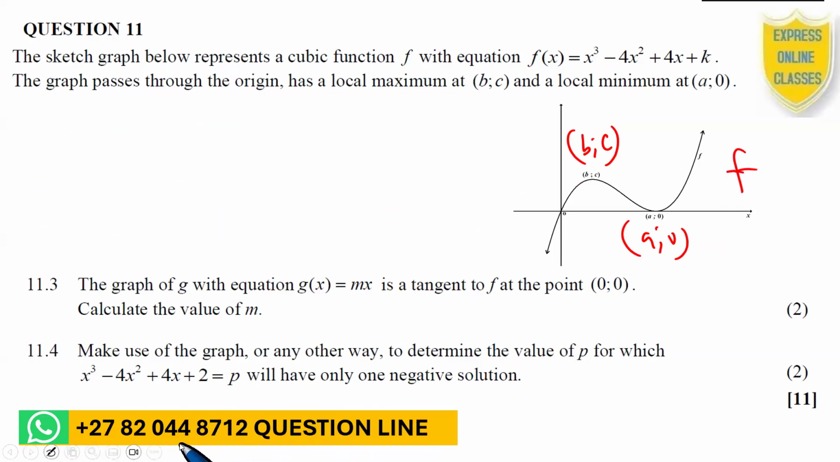Make use of the graph or any other way to determine the value of p for which this will have only one negative solution. The negative solution is a negative x value of intersection, because this is like an equation equating two graphs. We're finding a point of intersection between two graphs. You get the point? So I need to find a negative point for the normal f graph.